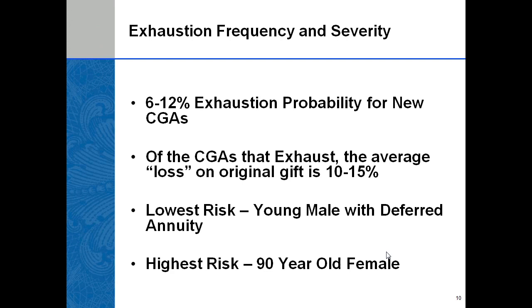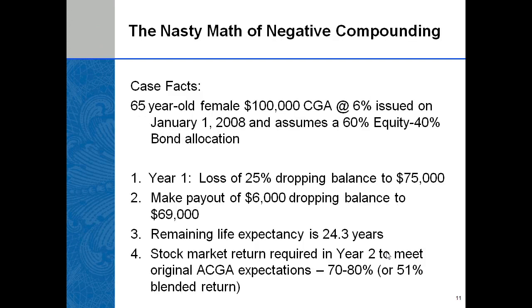So for the oldest ones, that's why no insurance companies, or very few, will even touch them at that age. But charities are writing them all day long, and they're writing big ones all day long. Finally, what I call the nasty math of negative compounding. This isn't fun, but I'm going to go through it quickly to prove a point.